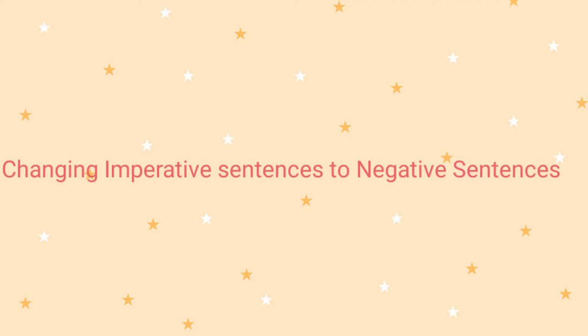Next, changing imperative sentences to negative sentences. So children, what are imperative sentences? We know imperative sentences express command, order, request or advice. Let's look at some examples. Shut the window. And second one is write fast. Children, you can see that in imperative sentences, subject is not mentioned. It is understood that speaker is talking to you.